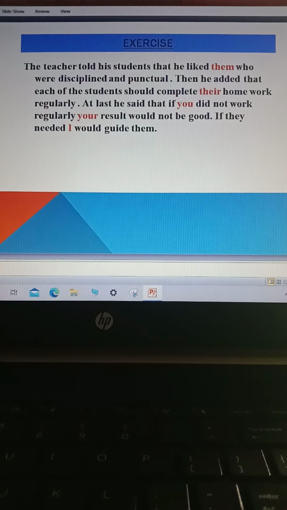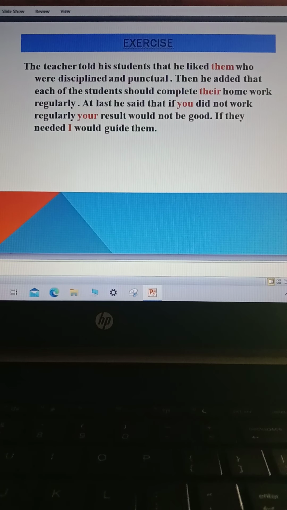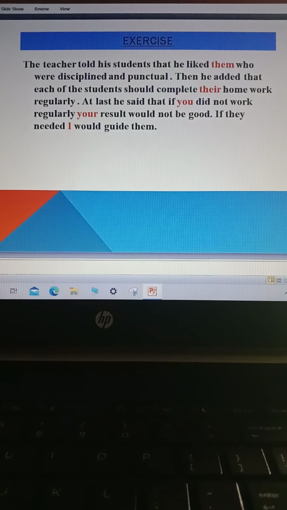There is another problem: you don't find any numerical signs showing where the wrong word is. You should find out where the wrong is, then you should correct it. This is very tough for me. I believe you students are more brilliant than me about pronoun references. So let's see the passage. The teacher told his students.